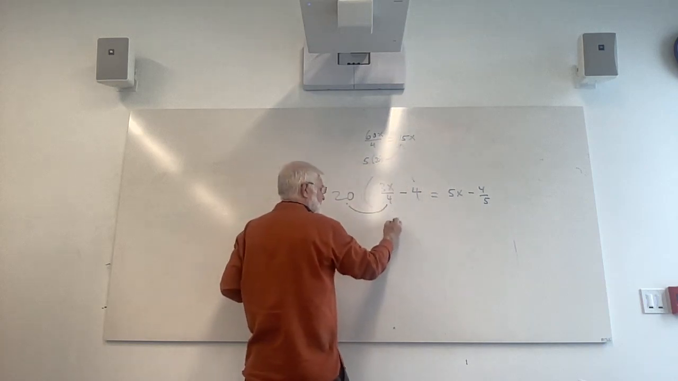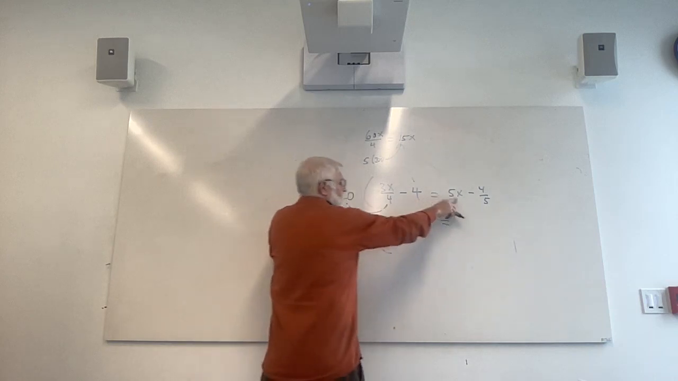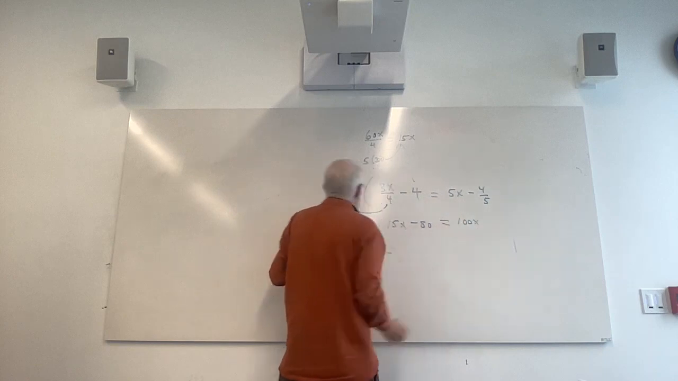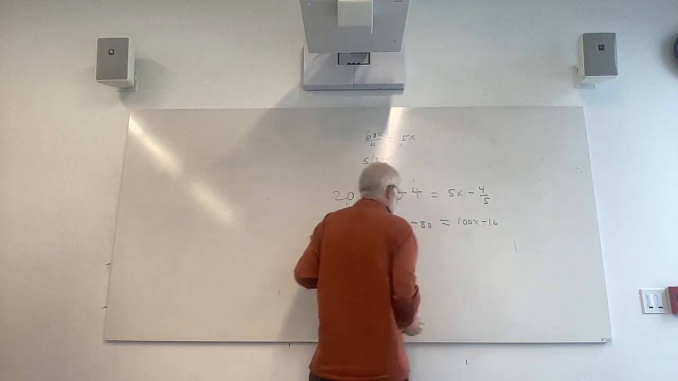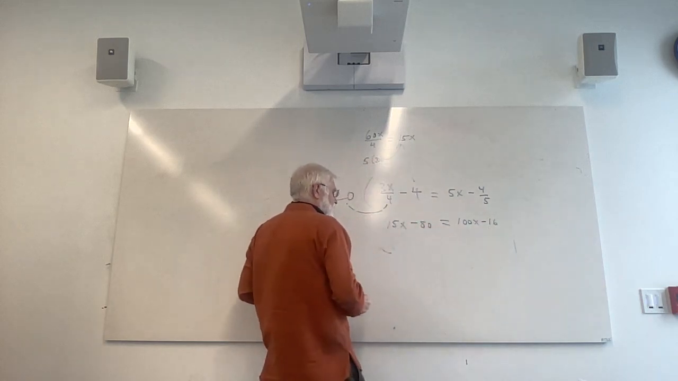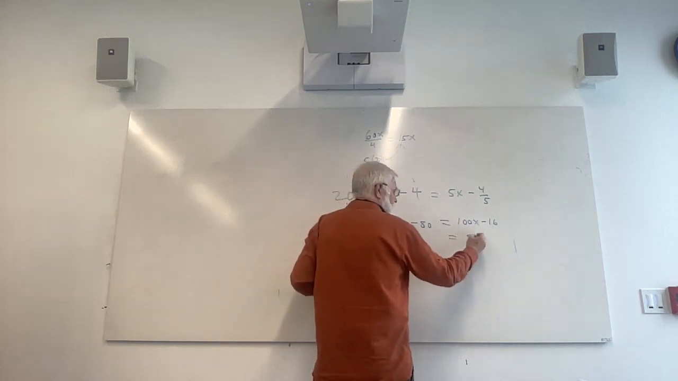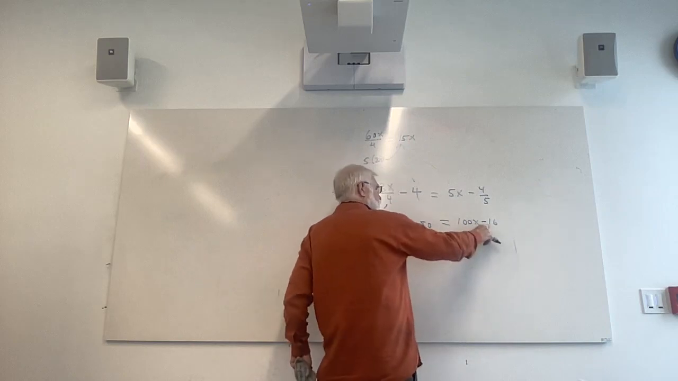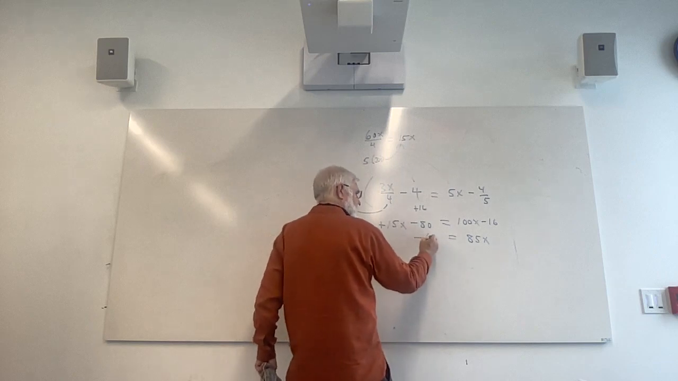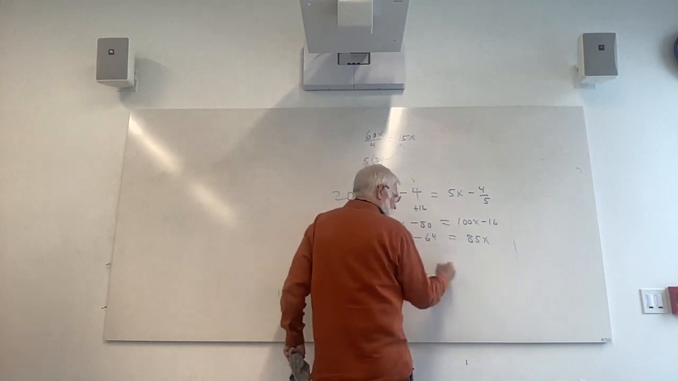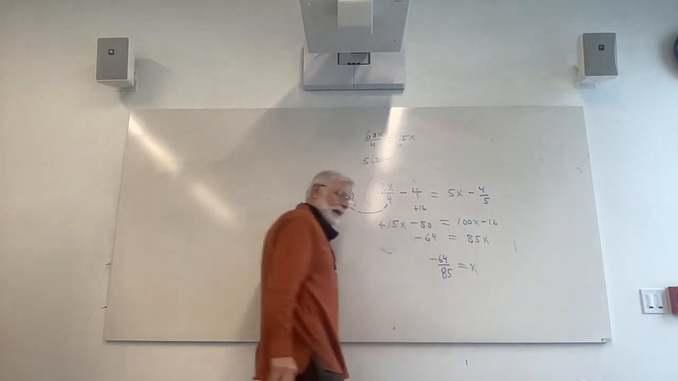5 times 3x is 15x. 4 times 20 is 80. 20 times 5 is 100x. And 5 goes into 20 four times, times negative 4 is minus 16. I don't like dividing by negatives. So I'm going to move addition of 15x to this side as subtraction. So that's 85x. Subtraction of 16 is addition of 16 right here. So that's minus 64, I believe. Multiplication by 85 is division by 85. That's your answer.